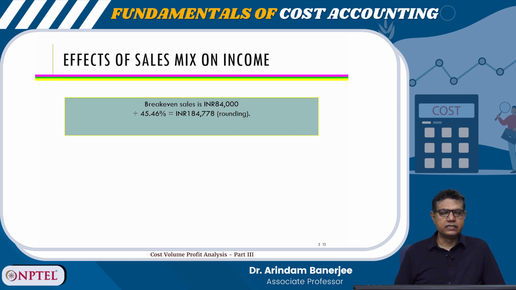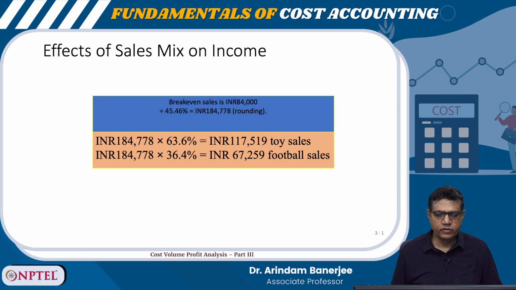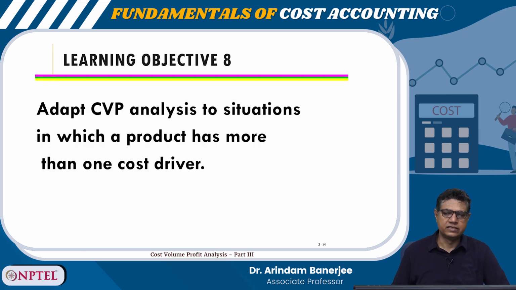Break even sales is rupees 84,000, which is the fixed cost, divided by 45.46%, that is 1,84,778. If we break it into toy and football, 1,84,778 into 63.6% is equal to INR 1,17,519 toy sales, and 1,84,778 into 36.4% is INR 67,259 football sales. Thank you.